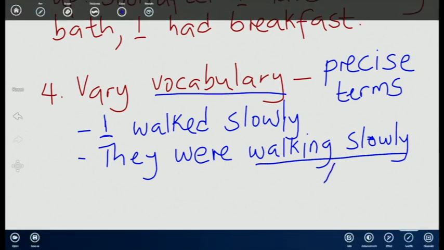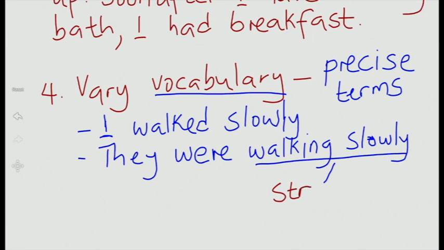You can use just one word to mean the same thing as walking slowly. Whenever you walk slowly, we say that you are strolling. So that precise term basically means that. Use precise terms in terms of your vocabulary. Instead of describing actions in so many words, you can just use one word that tells the whole story, instead of using so many of those words.